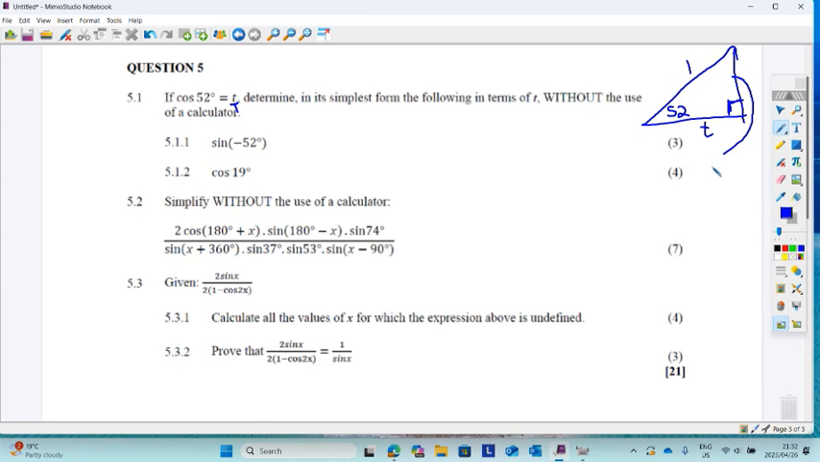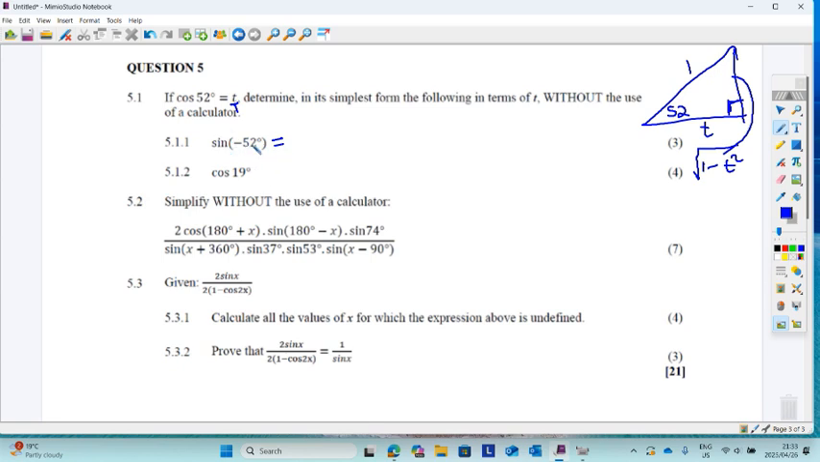Pythagoras' theorem there to get this one, which is equal to the square root of 1 squared minus t squared, and that is 1 minus t squared. That is our opposite there. And then we use the triangle to determine the values of these ratios. This is equal to what?